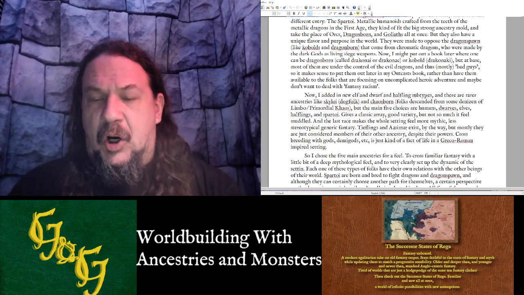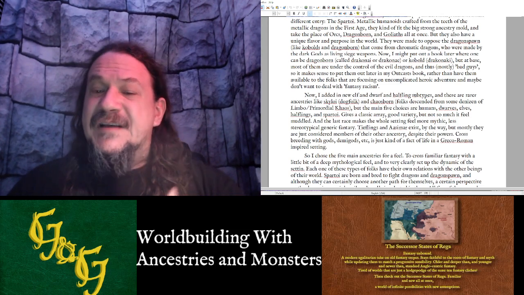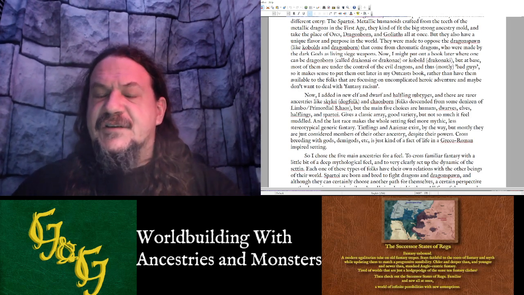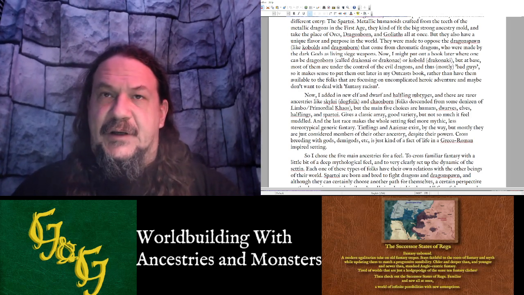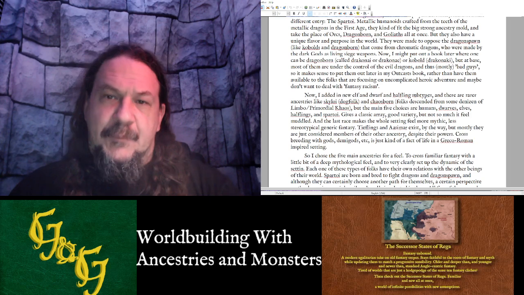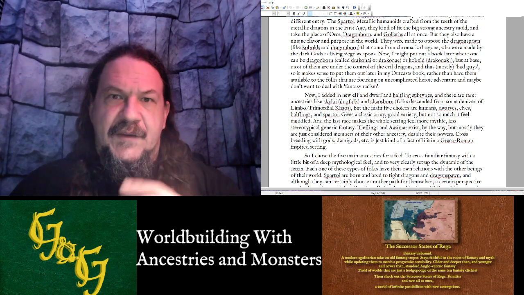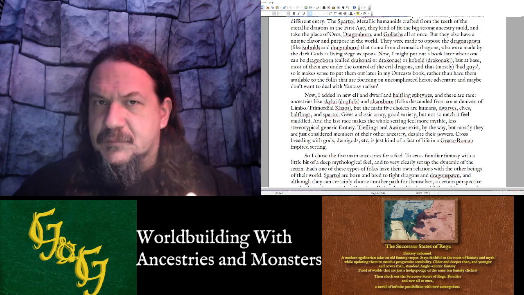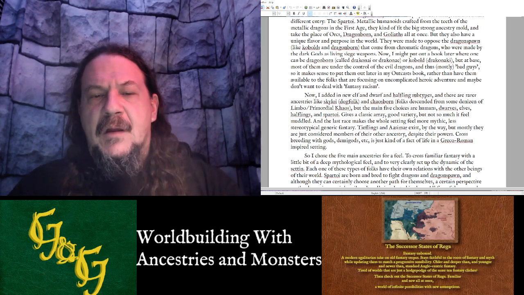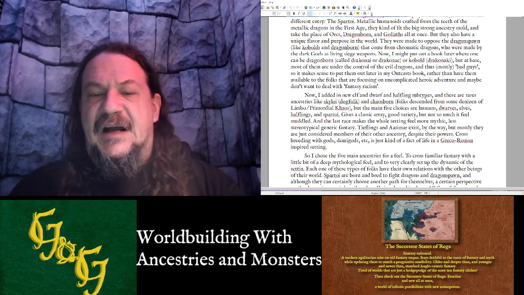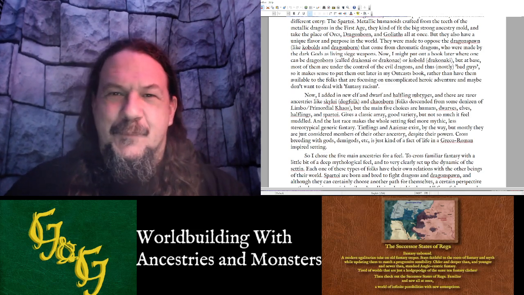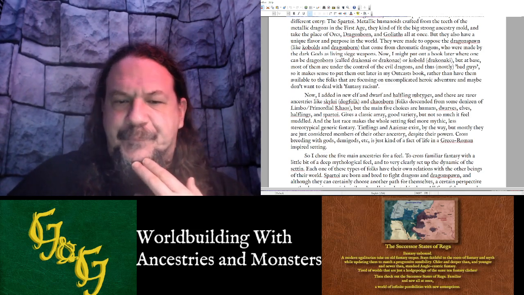Tieflings and Aasimar, or as Tales of the Valiant calls them, Siderians, exist, by the way, but mostly they're just considered members of their other ancestry, despite their powers. And I merged the abilities of their base ancestry with the Siderian or Tiefling or Aasimar to work out what they can do. Crossbreeding with gods, demigods, etc. is just kind of a fact of life in a Greco-Roman mythologically inspired setting.